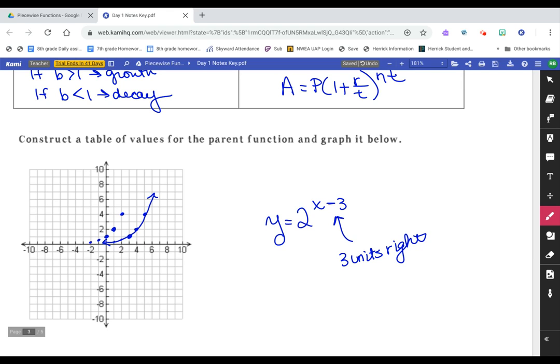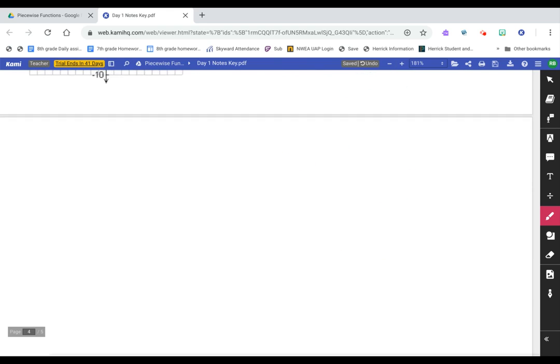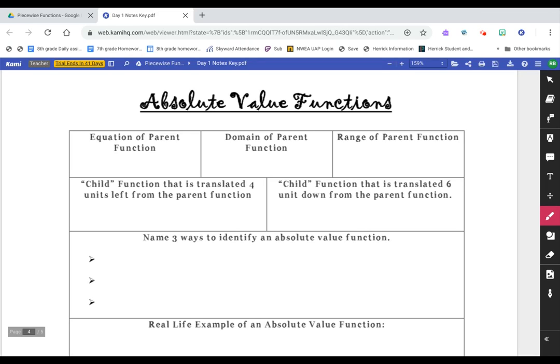Okay, we have a couple more to go over. Okay, the equation for the parent function of absolute value would be y is equal to the absolute value of x. And if we were going to graph this, for this parent function, your vertex would be at 0, 0. And then if you have 1 as x, the absolute value of 1 is 1. All right? The absolute value of 2 would be 2. Absolute value of 3 would be 3.